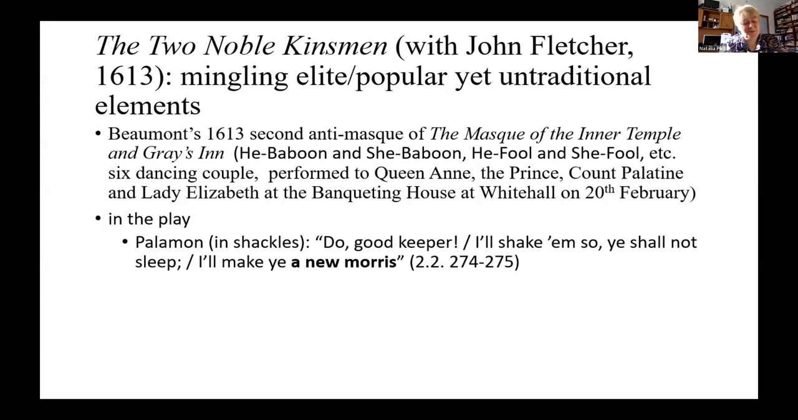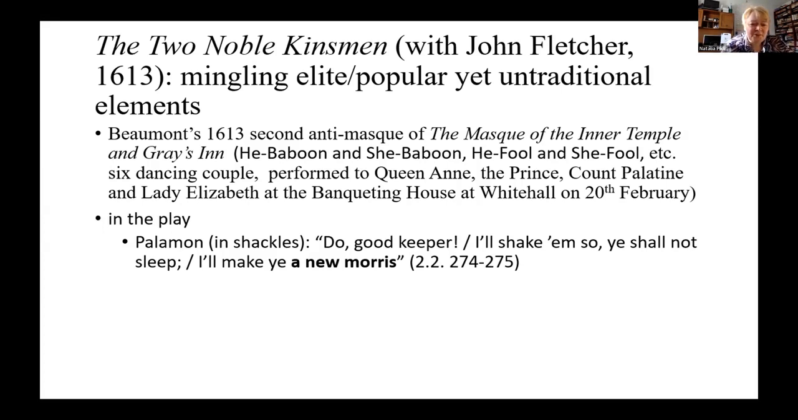Palamon, one of the knights in the story, who is a highborn knight, is in prison, and when he's in shackles, he refers to a Morris dance in the following way: "Do, good keeper, I will shake them so you shall not sleep. I will make you a new Morris." So he's just simply referring to the fact that when he's shaking his shackles, the irons he's put in, he's shaking them as if a Morris dancer were shaking his bells.